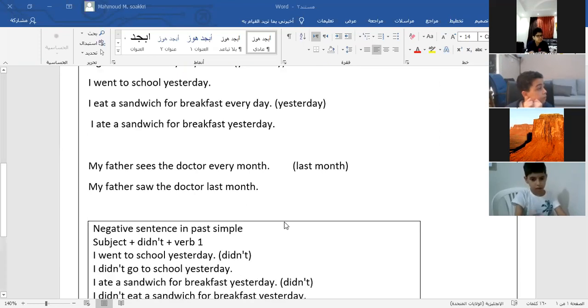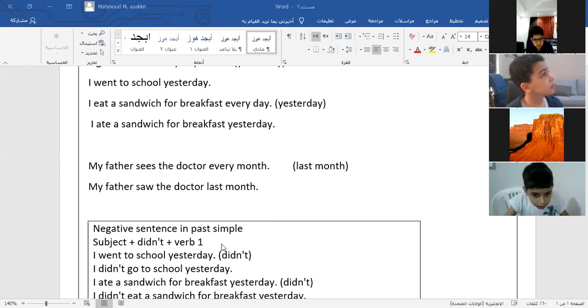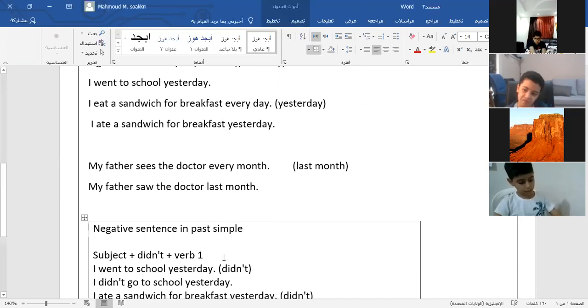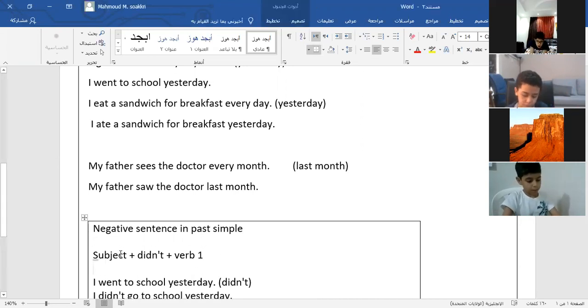Now, students, let's study this example. How can I make the sentence in past simple? It's very easy. You follow this rule. Look here, look at this table. The rule says you put the subject. Okay. What is the meaning of subject? The subject is the first word in the sentence, like the pronouns. Okay. Still have 15 minutes.